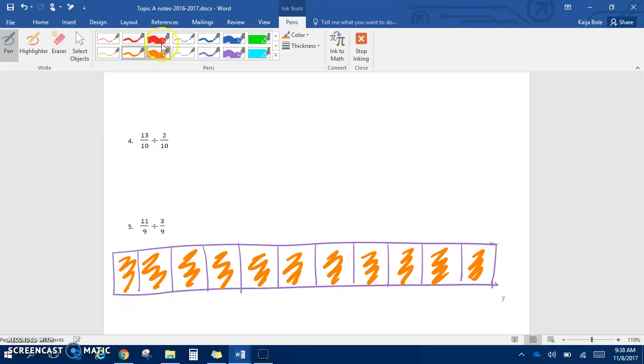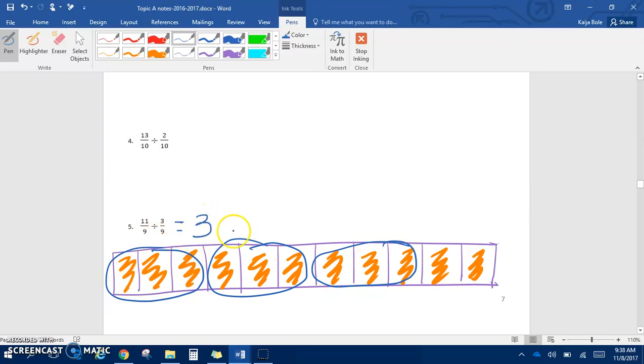And now we are circling in groups of 3. So here's 1 group of 3, 2 groups of 3, 3 groups of 3. Now we have 2 left over. So our answer would be that we had 3 whole groups. We had 2 left over, and we were circling in groups of 3, so our answer would be 3 2/3.